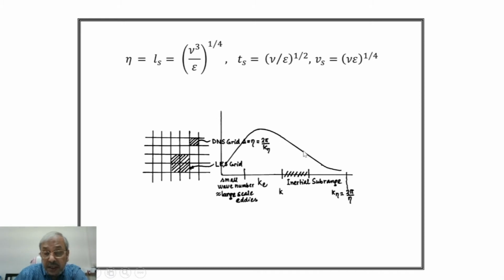Maybe on the wave number plane, the grid size will come in the inertial subrange, where the slope is minus 5/3, k to the power minus 5/3 of energy. That means the grid is larger than the smallest scale but smaller than the energy containing scale. The highest wave number corresponds to the smallest scale. So we can have grids larger than that, but smaller than energy containing eddies.